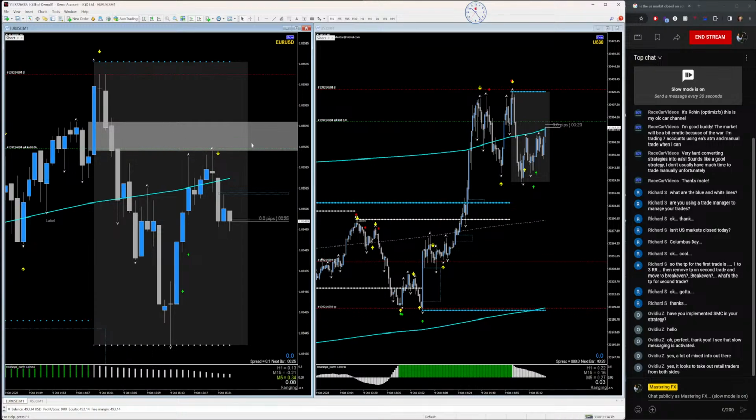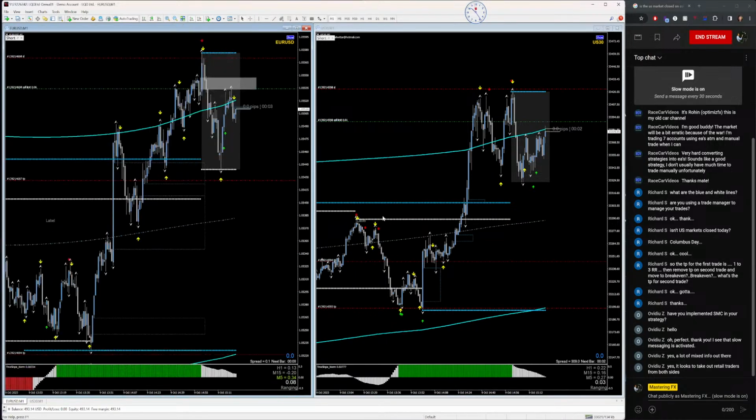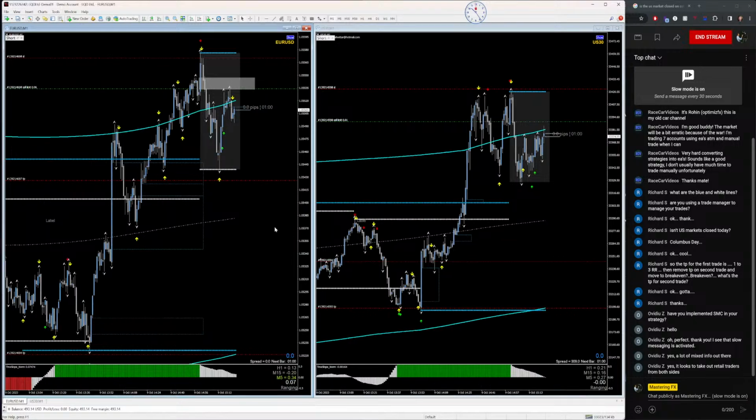Because this is also a valid entry model that ICT teaches. So if you have a fair value gap within a reversed fair value gap, that's very powerful. So this would be valid, and it would literally have just tagged us in and taken off. Kind of overlooked that, not gonna lie, but hey, I'm learning.